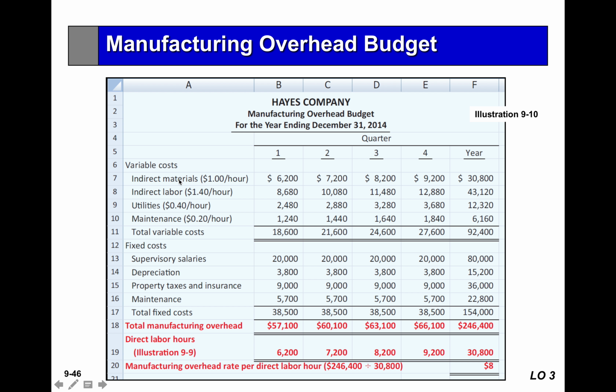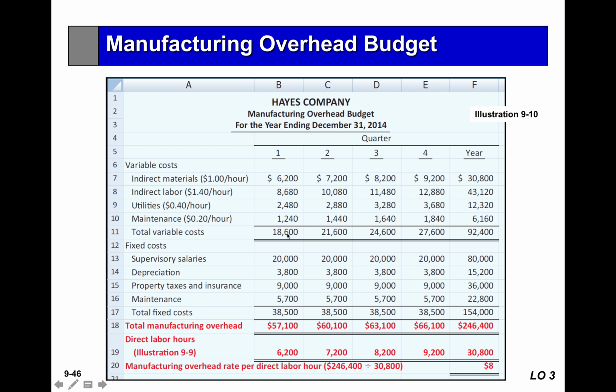For example, in the first one, it says indirect materials, it's $1 per hour. What hour? It's direct labor hour. And if you look right above the bottom of this table, it says direct labor hours. This number is just taken from the direct labor budget. You remember we made that budget in the class last time. So these numbers are just plugged in here.